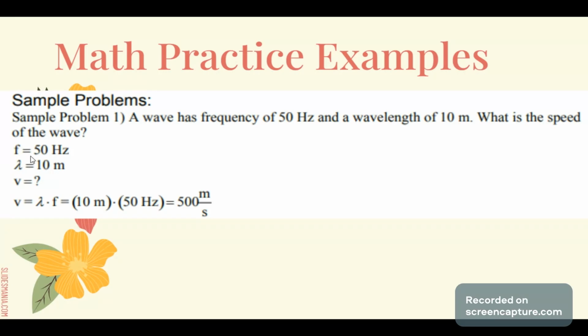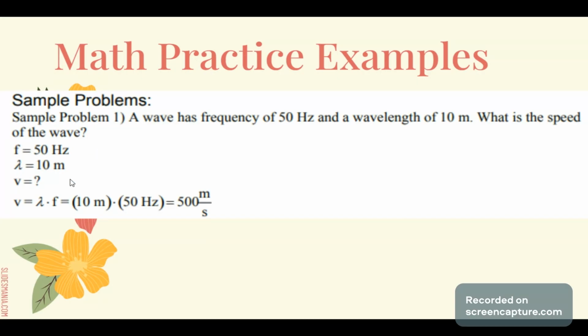The next thing that we want to do is start filling in some of those values. So in this case, when we read through and see that the wave has a frequency of 50, we go ahead and put F equals 50 hertz, right? We fill in the 50 hertz to go with the F, the frequency. The next thing we find is the wavelength of 10 meters. So we'll put in the 10 meters with the wavelength. And the last thing is it's saying, what is the speed? So we're trying to figure out what the speed is, so we put a question mark there.